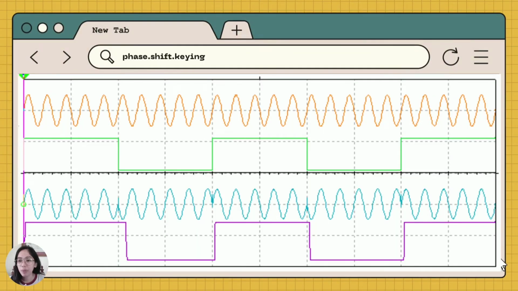Next are the waveforms that are generated by the given circuit. The carrier signal is the orange, the modulating signal is the green, the PSK modulated signal is blue, and the demodulated signal is violet. The demodulated and modulated signals vary and distort when some of the components are changed.